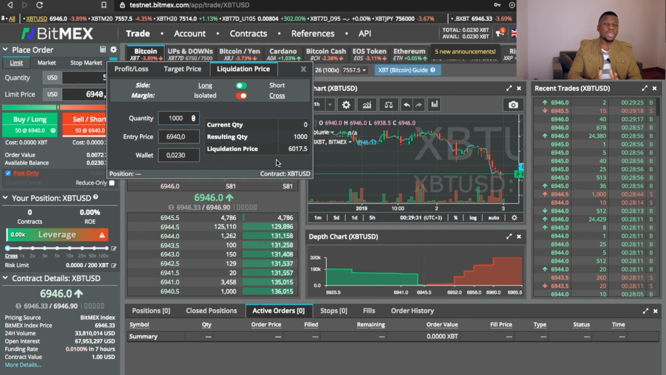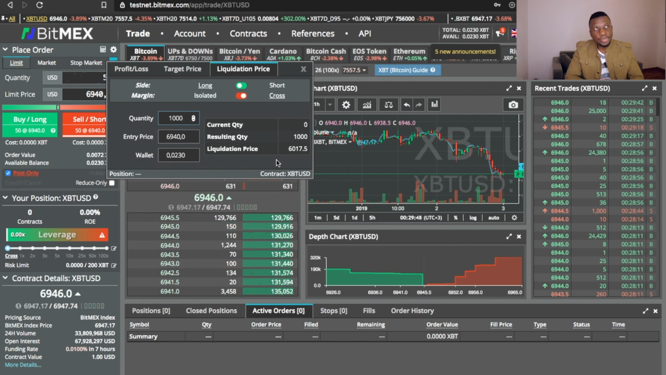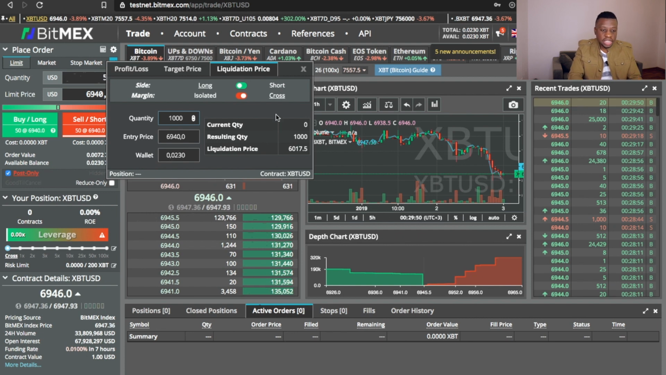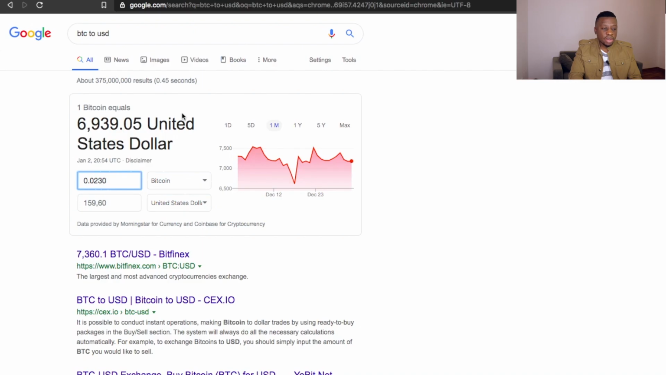But the most important thing that I really wanted to remind you guys is, when it comes to cross margin trading, right, the best practice is obviously getting to use only 1/10 of your entire cryptocurrency portfolio. Let's say, for example, you have about, let me just use this particular example, right? Let's say I had about 159. This is the amount of money that I have.